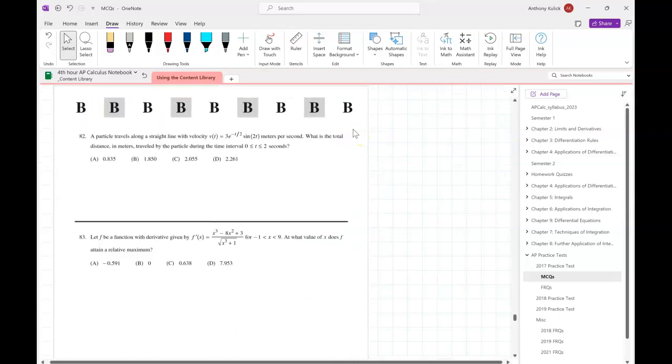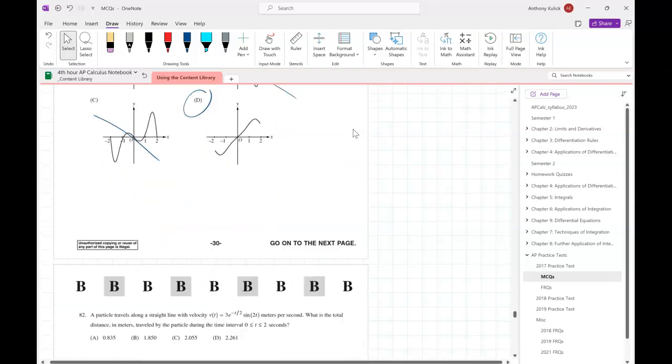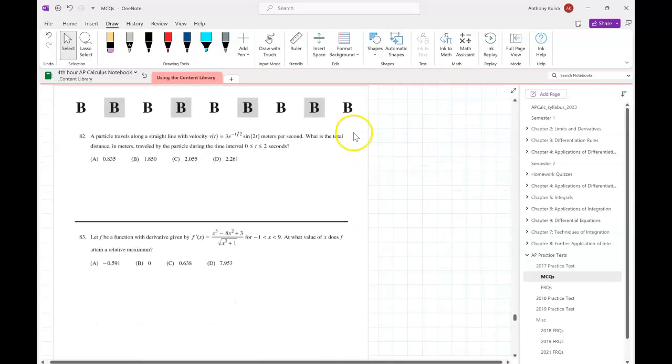All right, 82. So 81, only one person between the classes that filled out the form got correct. Really? Yeah. 82, only 2 people that sent me back their answers got this one correct.